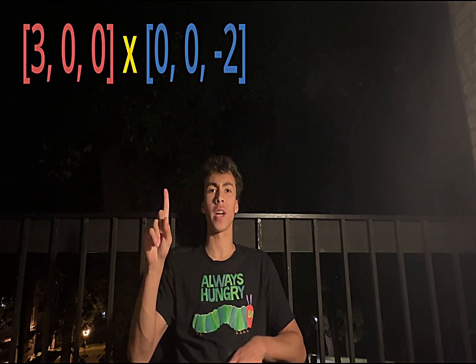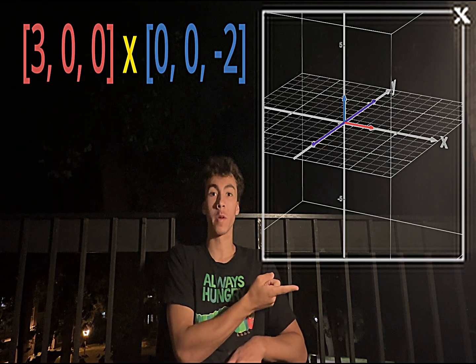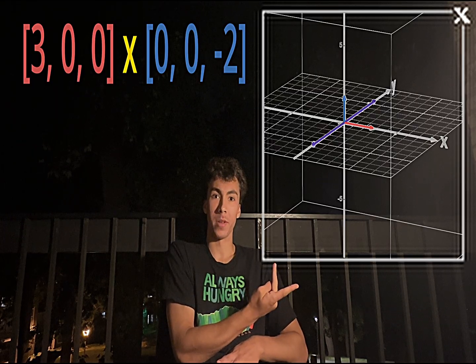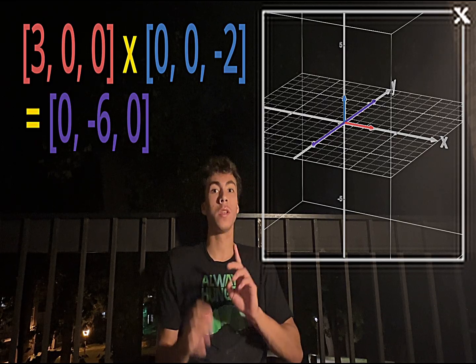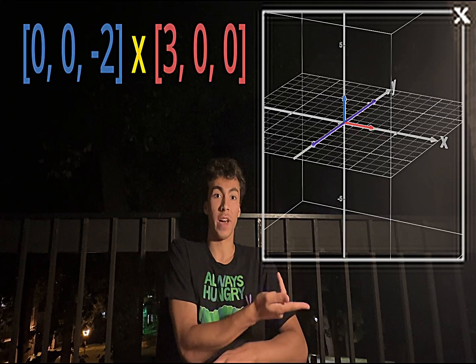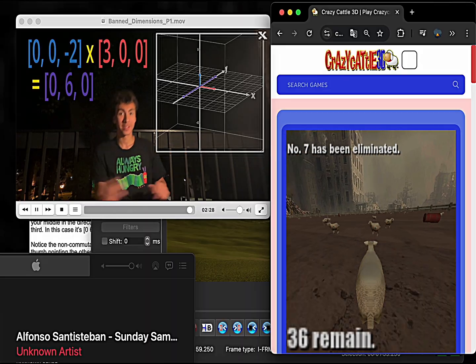Take your right hand and point your index finger in the direction of the vector on the left of the multiplication sign. Then take your middle finger and point it in the direction of the vector on the right hand of the multiplication side. Your thumb will then point to which one of the two vectors left is the correct vector. Notice the non-commutativity of this operation. If I were to switch the vectors, I would get a thumb pointing the other way.